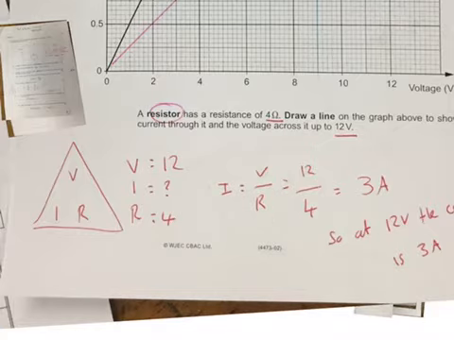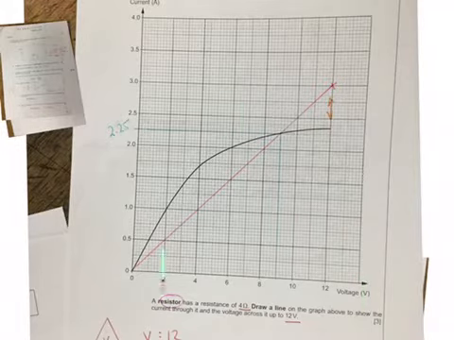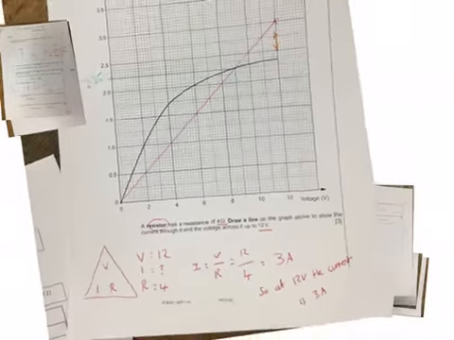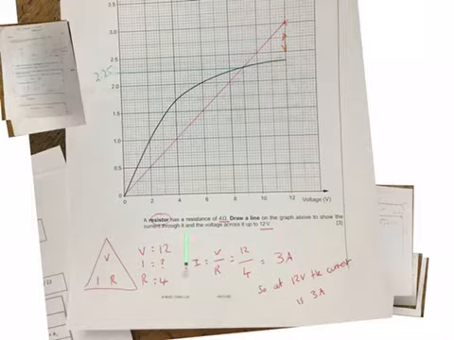So I know I can go to my graph now, and when it's 3, it's going to be 12. And I can just draw a point there, because I know when it's 12 it's going to be 3. And then I'm going to draw my line back to 0. And that's what gives me my voltage current graph there. So a resistor has a resistance of 4 ohms. Draw a line on the graph above to show the current through it and the voltage across it up to 12 volts. So that's what that 3 marks is worth there.